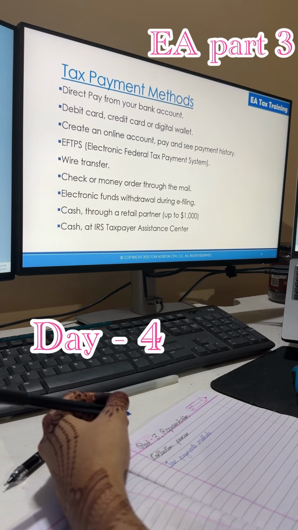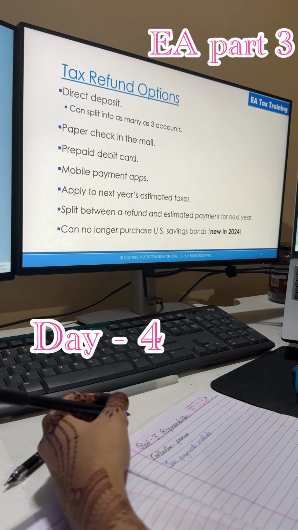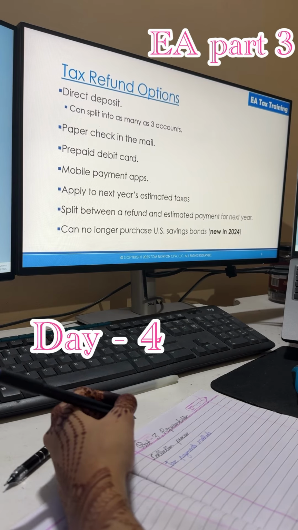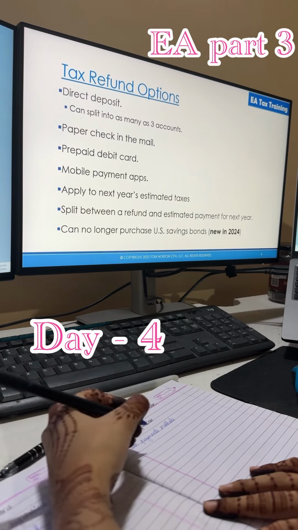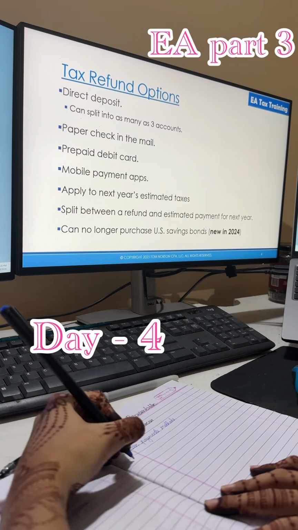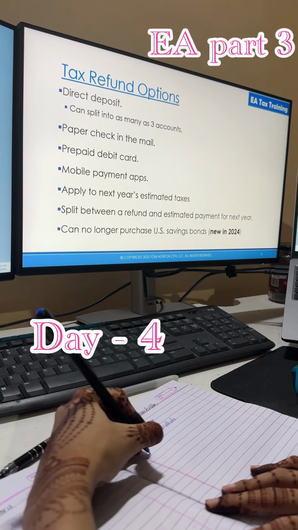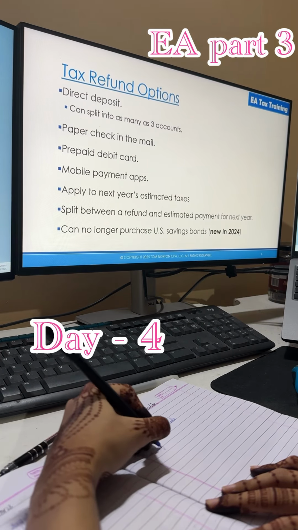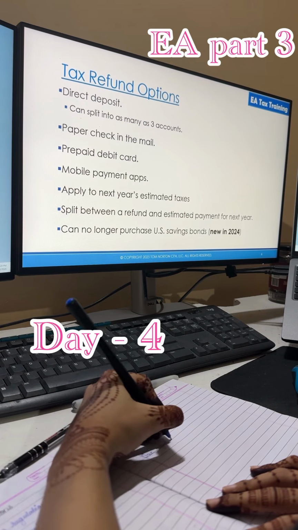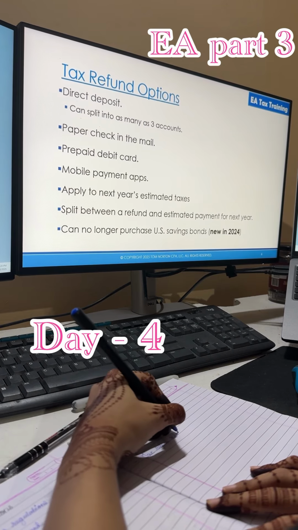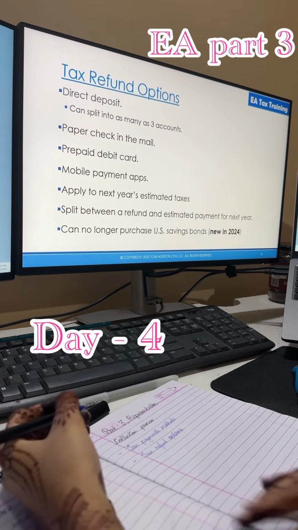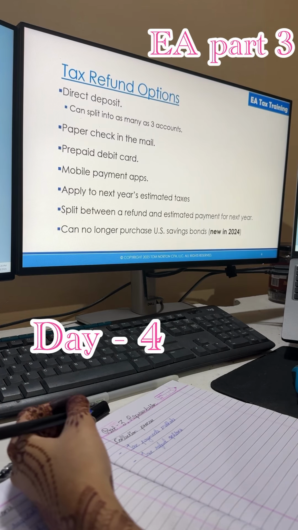What about your refund options? Well, for your refunds, you can receive it either by direct deposit, and you can split that into as many as 3 different accounts. You can receive a paper check in the mail. You can get a prepaid debit card. So sometimes you have clients who do not have a bank account. So a prepaid debit card can be a good alternative for them.